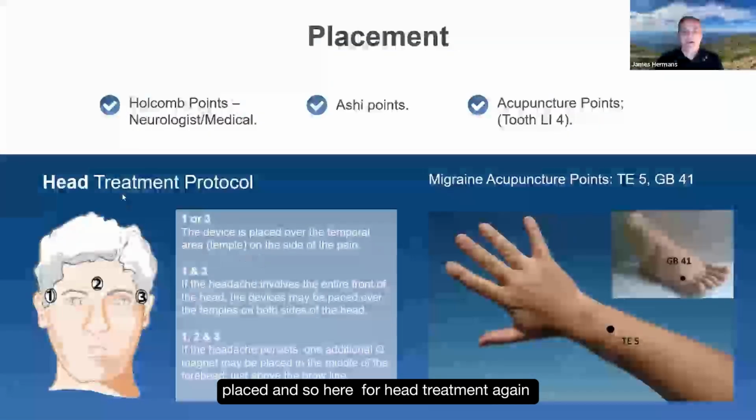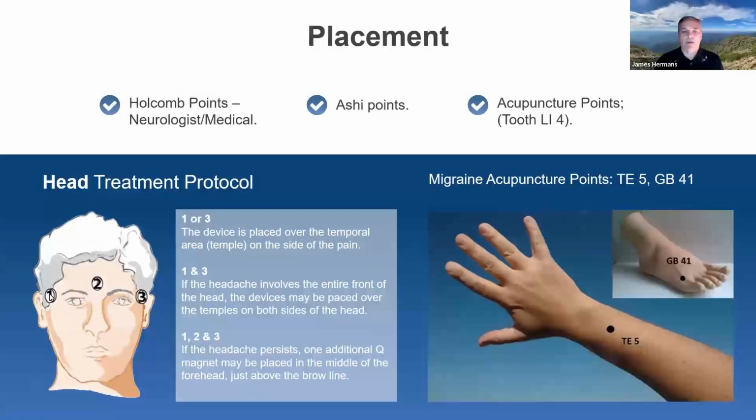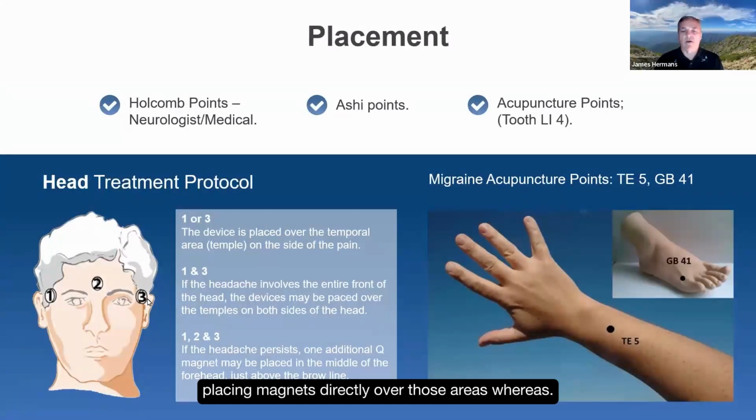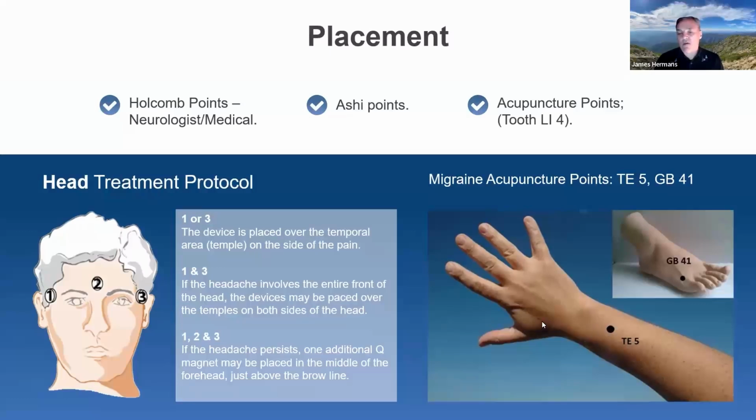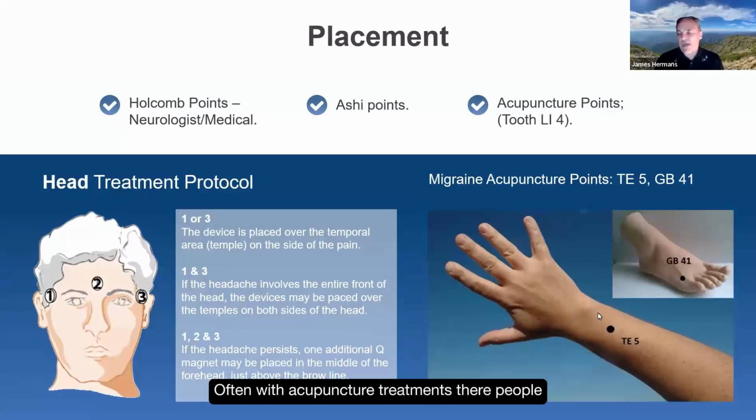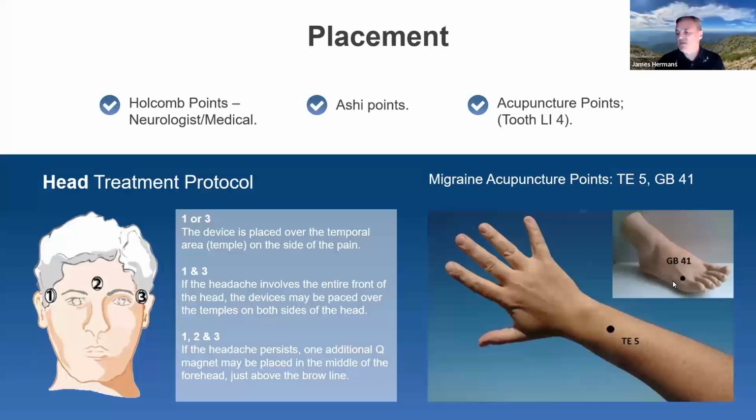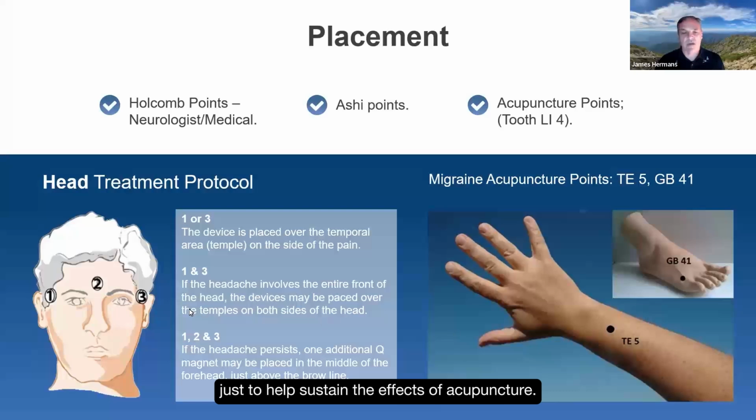And so here for head treatment, again, placing magnets directly over those areas. Whereas here, often with acupuncture treatments, patients may be coming in weekly, maybe not too much more than weekly. So to sustain the effects of acupuncture, it would be quite simple to put a smaller magnet over the distal points and leave them on in between visits to help sustain the effects of acupuncture.